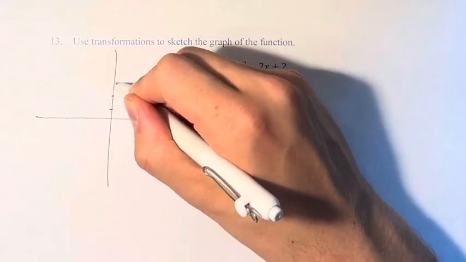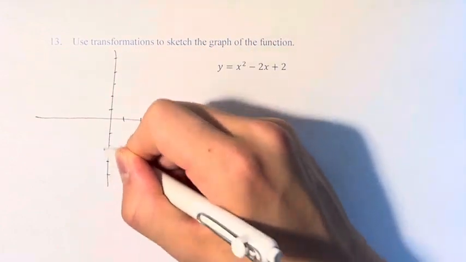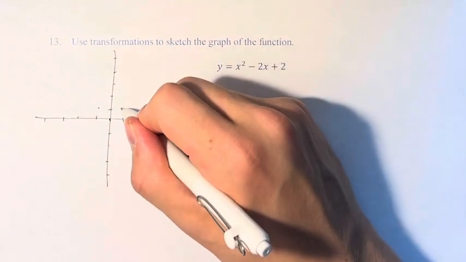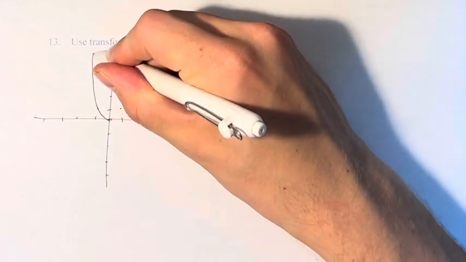So we're going to be starting with the graph of y equals x squared. We're very familiar with this. This is just the standard parabola. (0, 0), (-1, 1), and (1, 1), (-2, 4), and (2, 4), with this general shape right here.